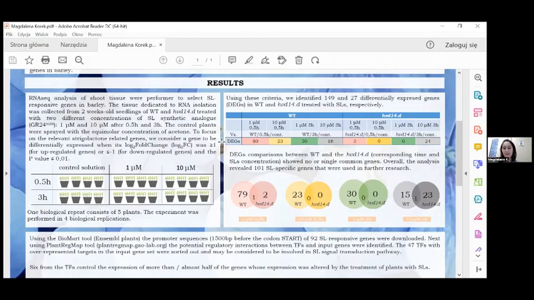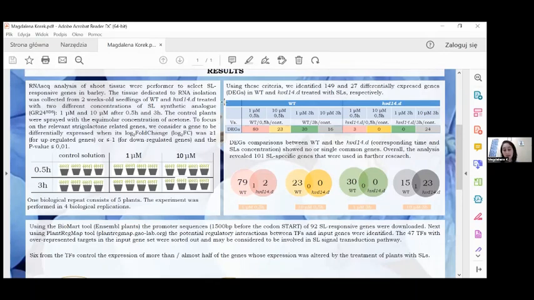Moving forward to the results, using the before mentioned criteria, we identified in total 139 differentially expressed genes in the wild type and 27 differentially expressed genes in the mutant. We can observe that not a lot of genes were upregulated or downregulated after the strigolactone treatment in the mutant, which proved that the mutant is insensitive to strigolactone.